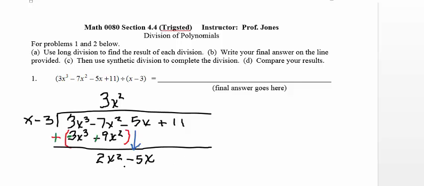And I repeat this process. So x into 2x squared gives me positive 2x. Every term in the quotient that's not the first term of the quotient has to have an operation sign in front of it. 2x times x is 2x squared. 2x times negative 3 is negative 6x. And I subtract.